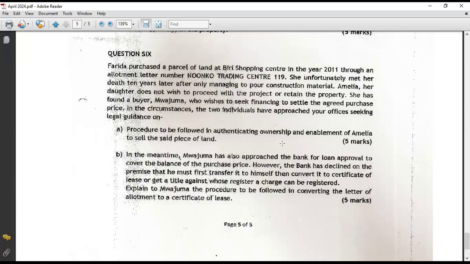Then for the answering of the question of enablement of Amelia to sell the said piece of land, Amelia cannot sell it while it's still in the allotment format. She will need to have gone beyond the survey information to now request the National Land Commission to prepare the lease documents. So it would need to be under lease, a lease document, for it to be ready to sell. Because at that point, once the preparation has been made, then the Ministry of Land or the registrar makes confirmation of the survey information that had been done previously by the surveyor.